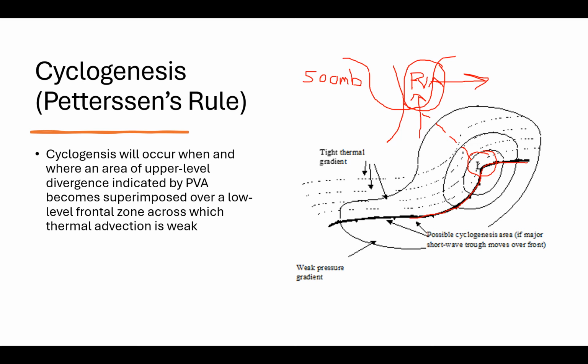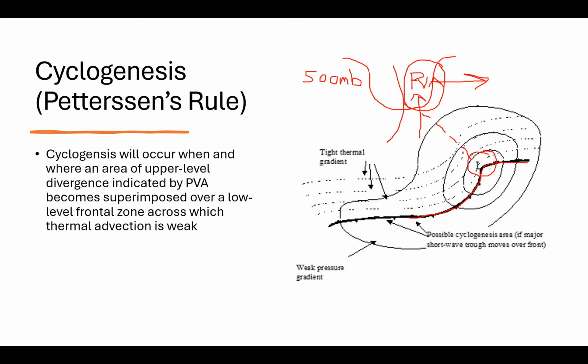Cyclogenesis will occur when and where an area of upper level divergence, which is associated with this shortwave trough, becomes superimposed over this low level frontal zone across which thermal advection is weak. Now, how do we determine weak thermal advection versus strong thermal advection? We would look at the packing of these isotherms, lines of equal temperature.